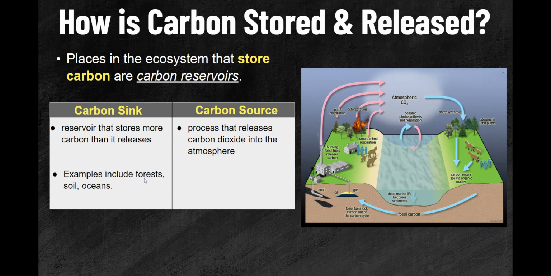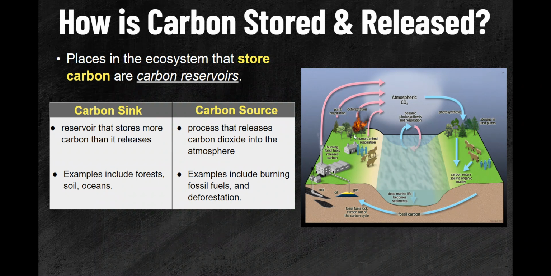Examples of a carbon sink would be forests or oceans. You'll notice this body of water here is taking in carbon dioxide and it's also releasing carbon dioxide. An example of a carbon source, again, a process that releases carbon to the atmosphere, would be burning fossil fuels, which is what you see happening with this factory. The factory is removing fossil fuels from the ground, like this oil and gas and coal. They're burning those, and that puts carbon into the atmosphere.